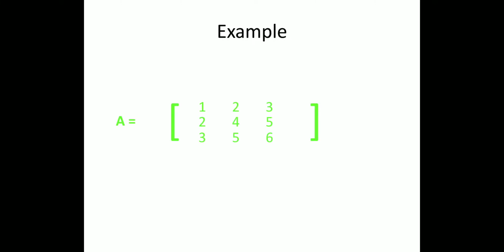For example, I have 9 numbers 1, 2, 3, 2, 4, 5, 3, 5, 6 and I arrange them in rows and columns. Then this matrix has 3 rows and 3 columns. It is also known as a square matrix. Whenever the number of rows is equal to the number of columns, the matrix is called a square matrix.